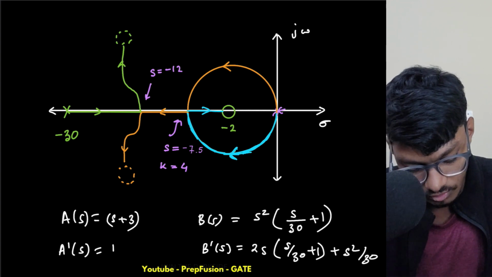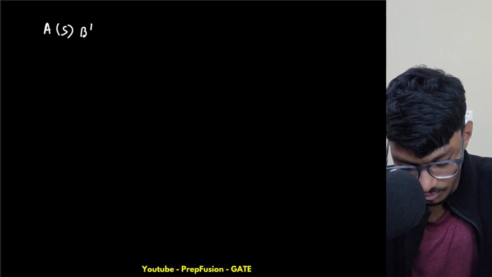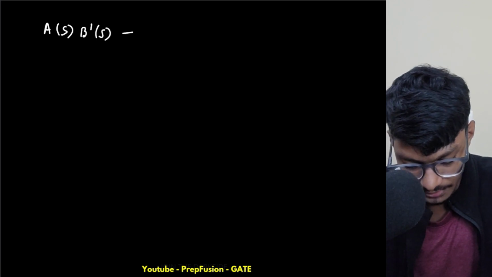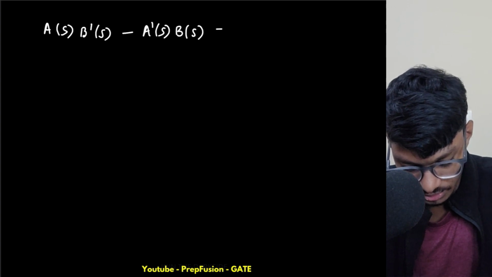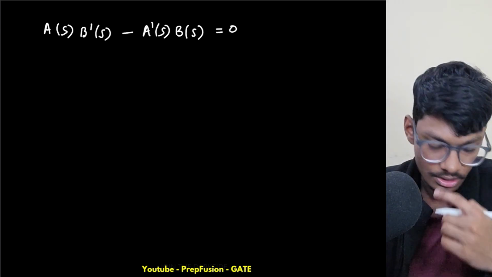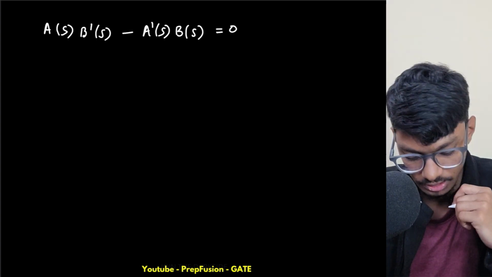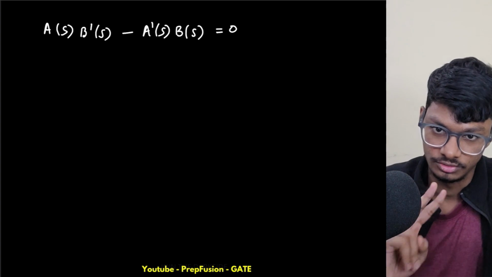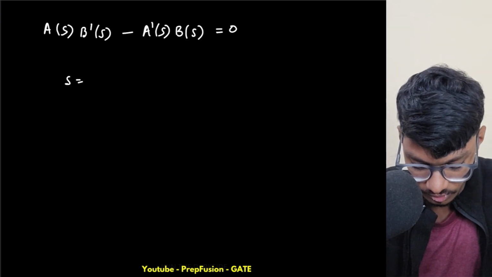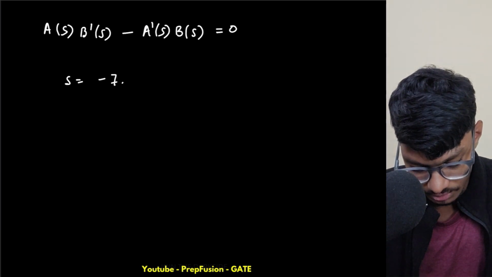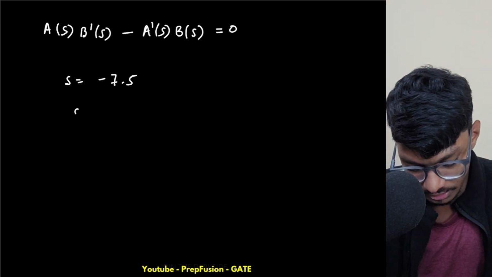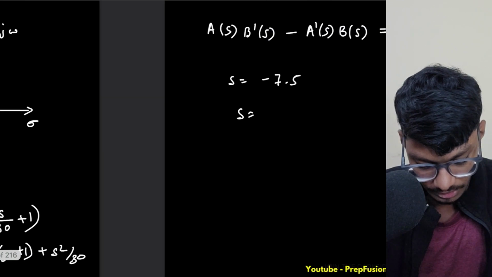So now what you will do is equate A of s into B dash of s minus A dash of s into B of s equals 0. Okay, and if you solve this, you will get two values of s. One will be minus 7.5 and another one will be minus 12.